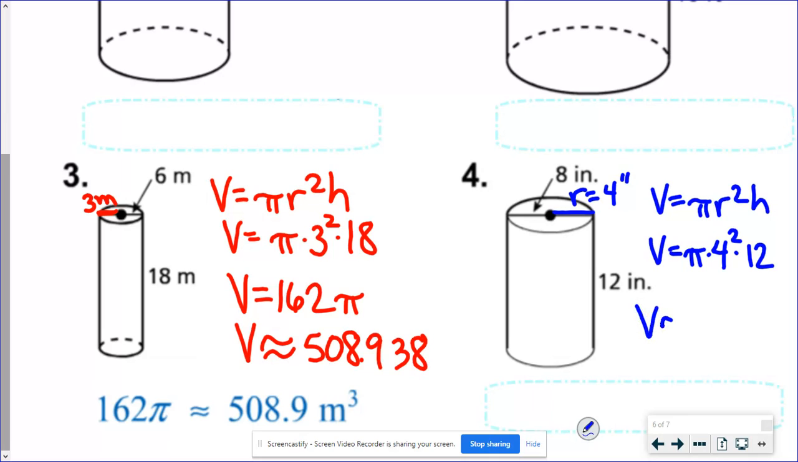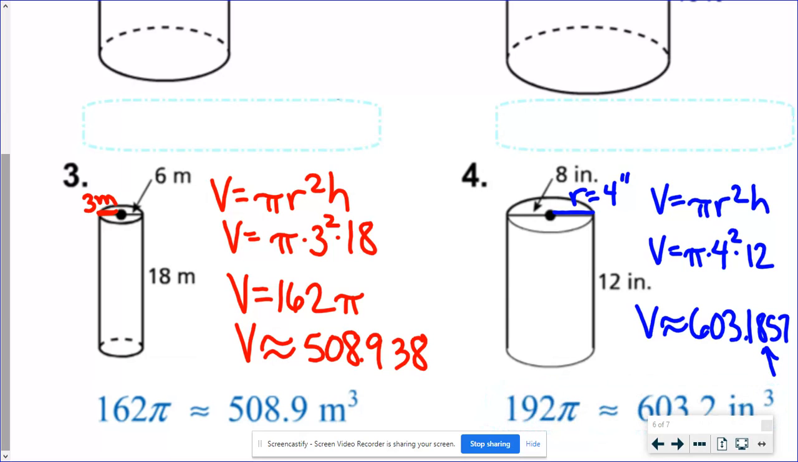So my answer approximately, because I have to round, I've got 603.1857. I'm going to keep on going a little bit because I want you to decide, is this going to be a 0.1 or a 0.2? That 8 right there, that's enough to make it round up to a 0.2. Sorry, you can't quite see that, but I promise it is. And cubic inches, again, that's what we're looking at, okay?